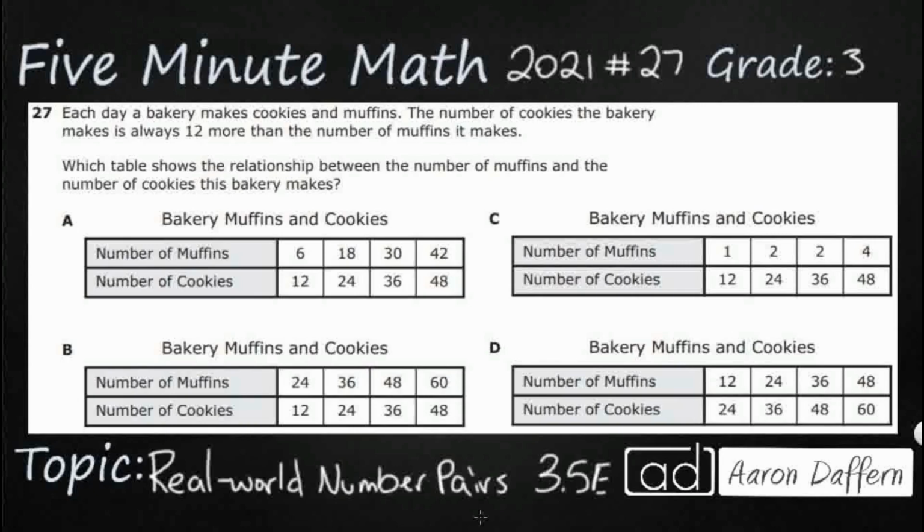Today we are looking at the third grade concept of real-world number pairs. This is standard 3.5E in the great state of Texas, and we are using item number 27 from the 2021 released STAAR test. If you have not done so already, please go ahead and take a moment to pause the video, work this problem out on your own, unpause it, and then we will look at our answers together.